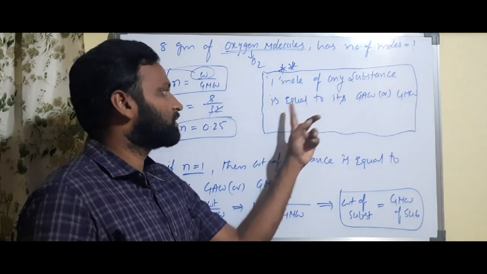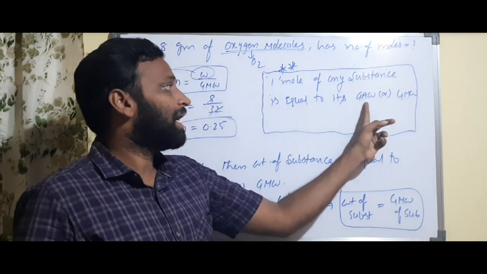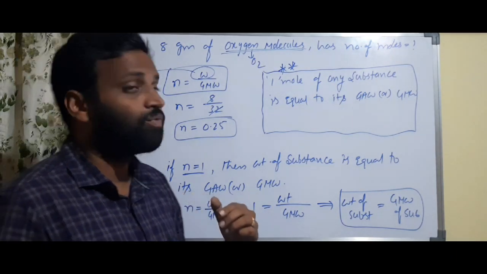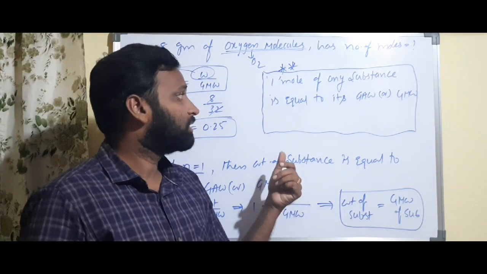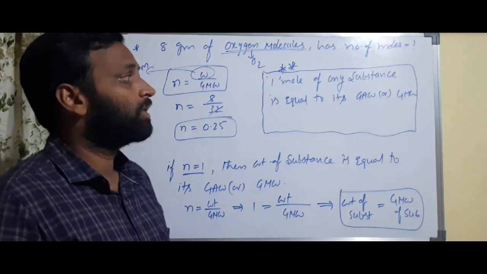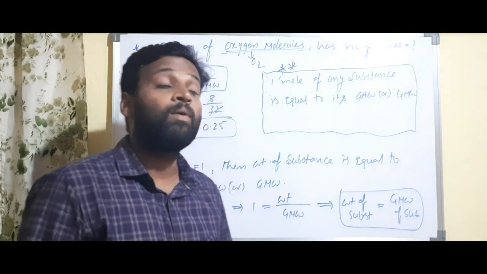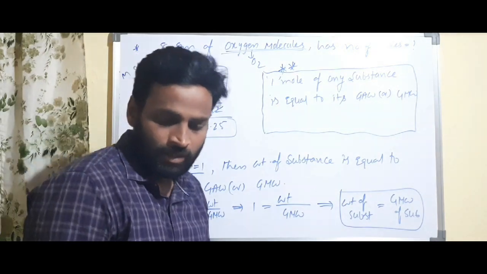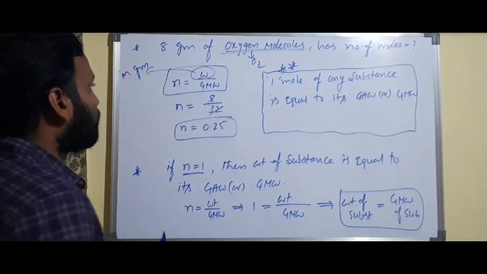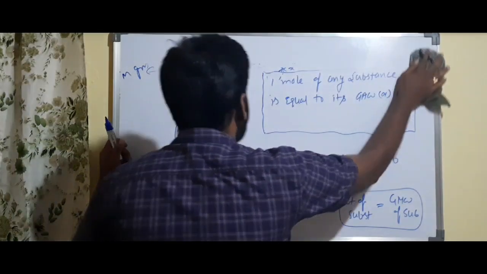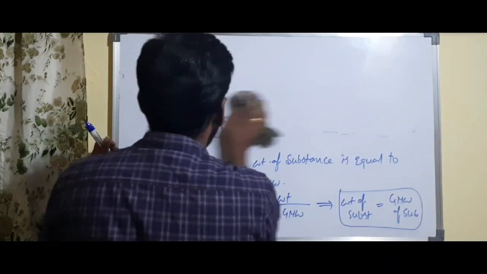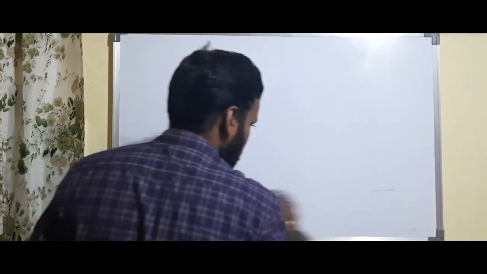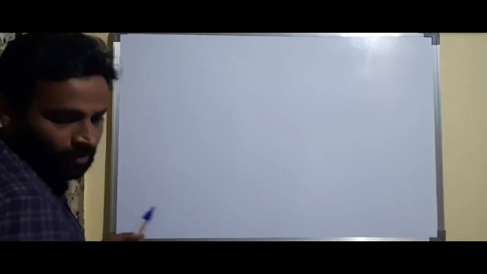1 mole of any substance is equal to its gram atomic weight or gram molecular weight. Most important thing for us. Okay? So 0.5 moles of a particular substance has how much mass? If they ask, you can write now. It's a very important thing.